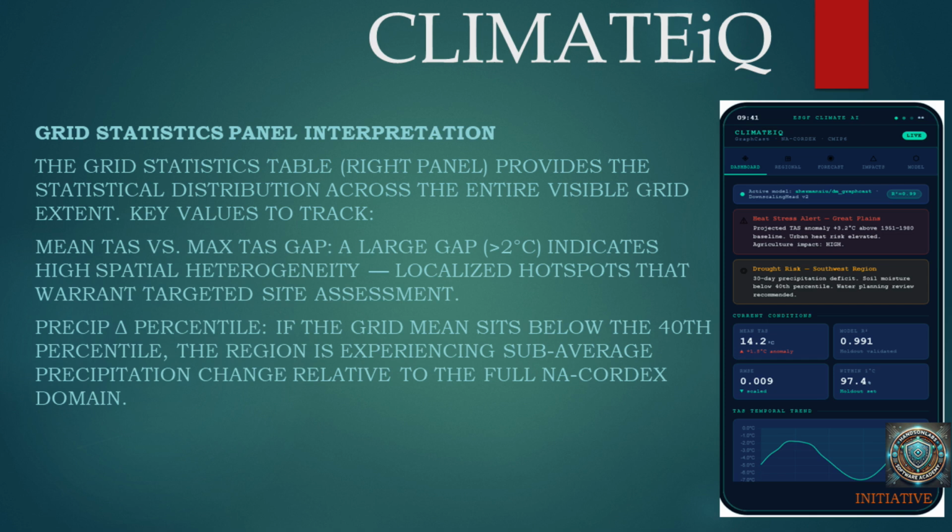Localized hotspots that warrant targeted site assessment. Now the percentile: if the grid mean sits below the 40th percentile, the region is experiencing sub-average precipitation. You can also change this to be relative to the full NA-CORDEX domain.